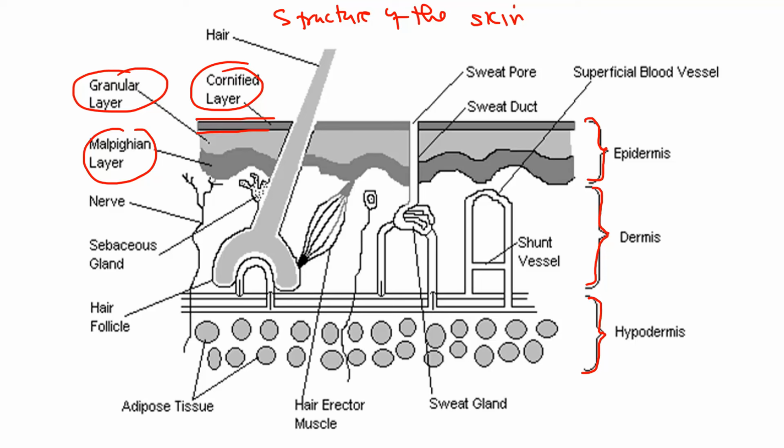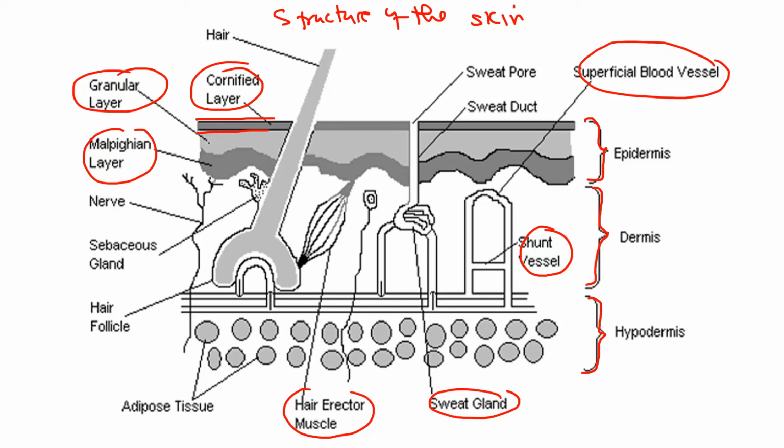Let us proceed to look at the dermis. So the dermis has quite a lot of parts here. Starting from the right, we have the superficial blood vessel. Pay attention to this part, because as we look at how the heat temperature is maintained at different conditions, we'll be able to look at this. Then we have the shunt vessel. Then we have the sweat gland. These parts are very important to know.